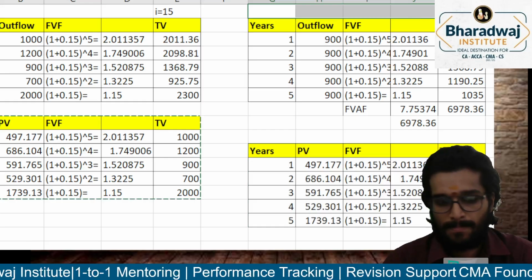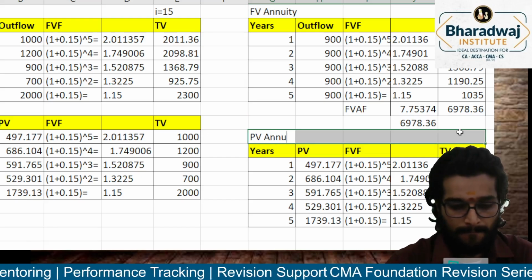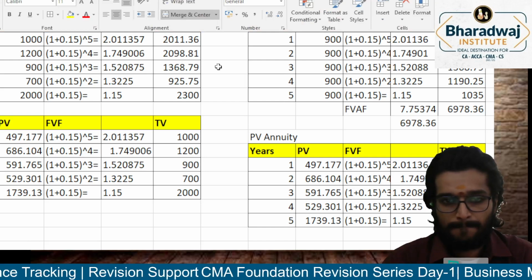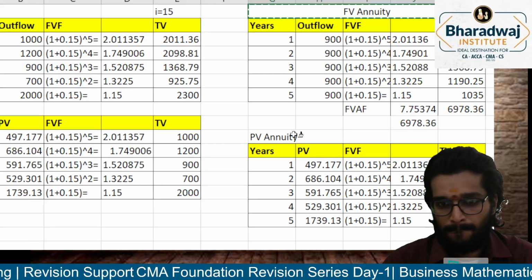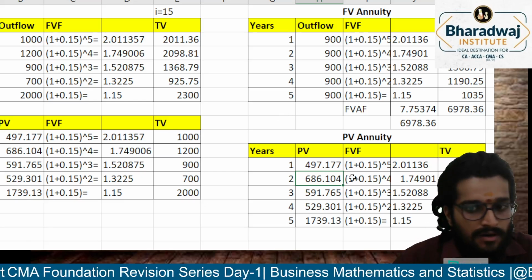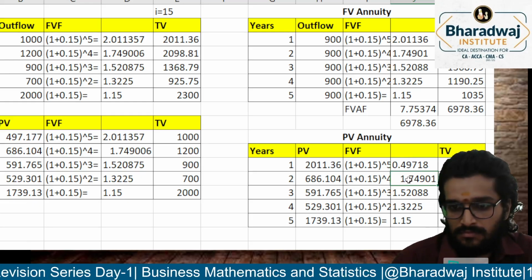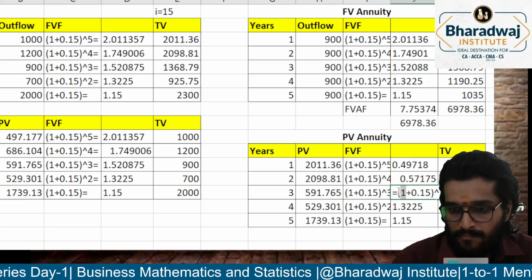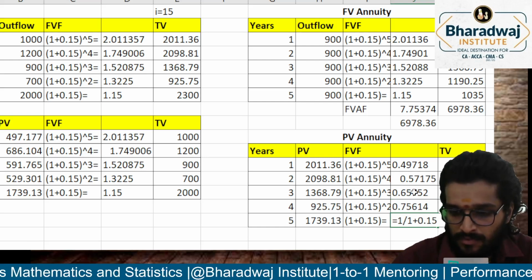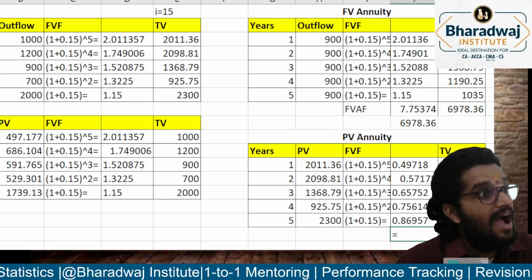So this is annuity. Future value annuity. This is present value annuity. I will tell you what's the formula for the same. I haven't finished yet. Now I need 1 divided by for all the things. One divided by the compounding factor will give me present value factor. Yes or no? And the sum of all the present value factors will give me present value annuity factor.